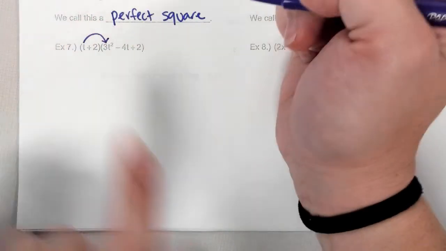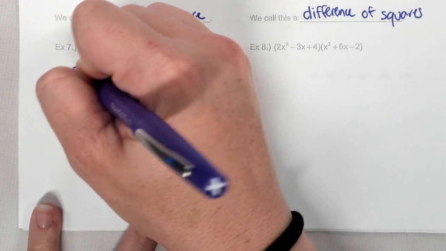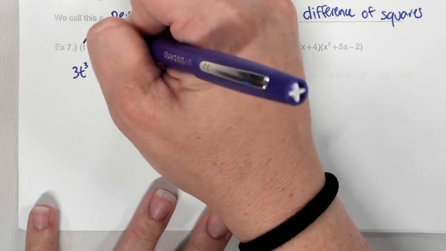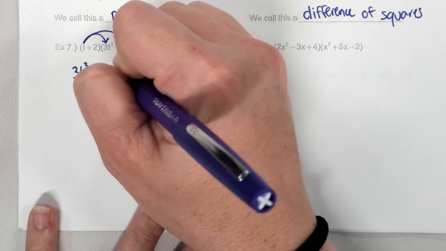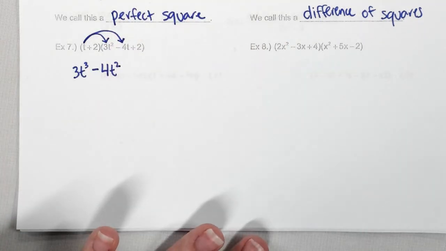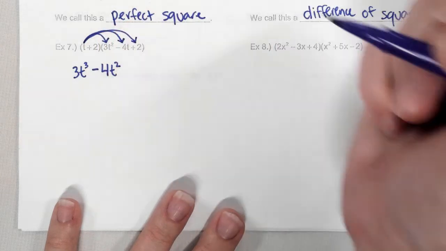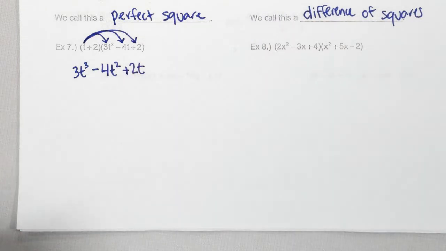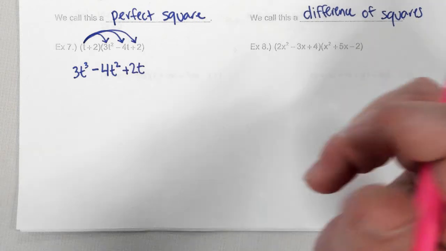Did you go t first? So t times 3t squared is just 3t cubed. T times negative 4t is negative 4t squared. And t times 2 is just 2t. Are we okay with that first distribution? So I had 3 terms to distribute it to, so I had to distribute it to all 3 terms.